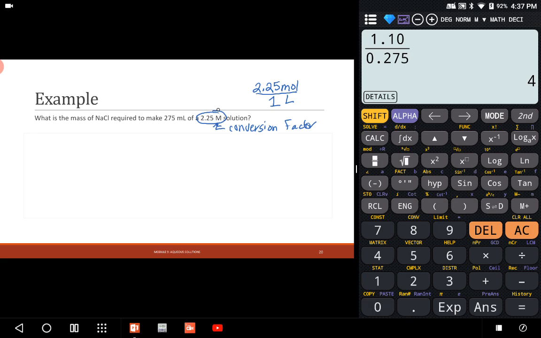So now I can rewrite that so it looks like my conversion factor, and now I can think of what I'm going from and to. And so I am given 275 milliliters of a solution where NaCl must be my solute.